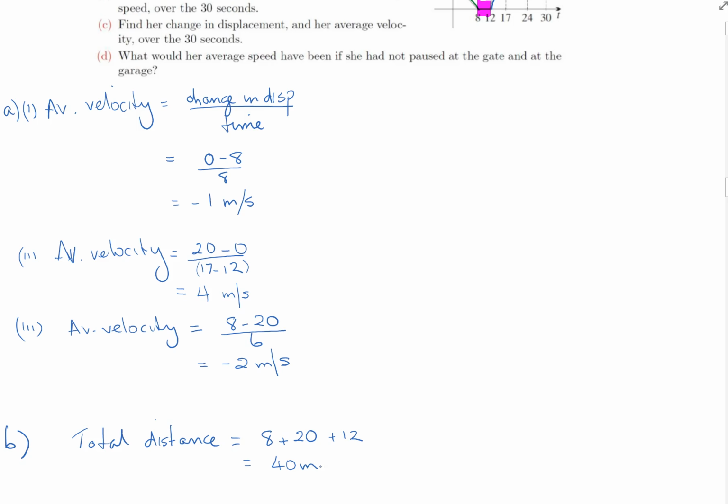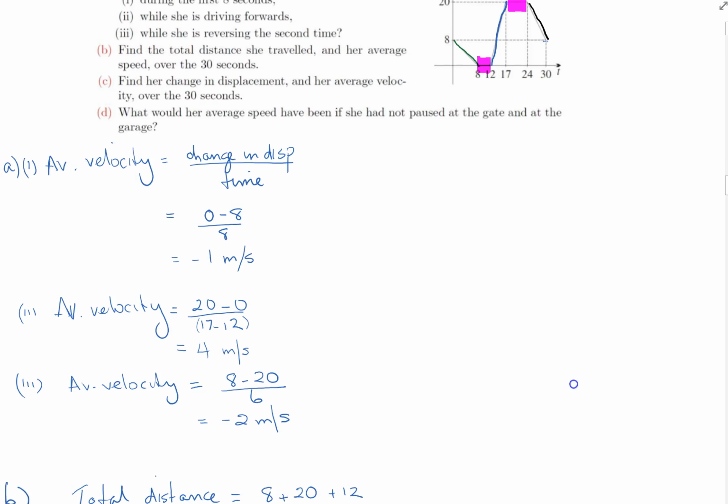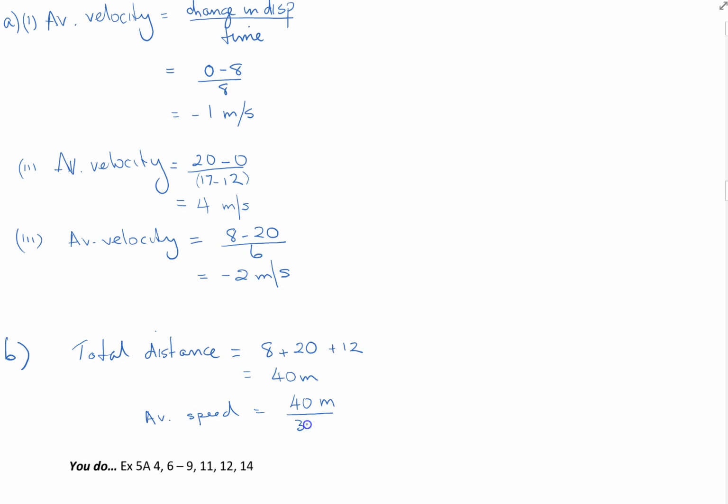And then it says find her average speed. So her average speed is her total distance divided by the time, which was 30 seconds, over the entire 30 seconds. So that is 1.3 repeating metres per second.